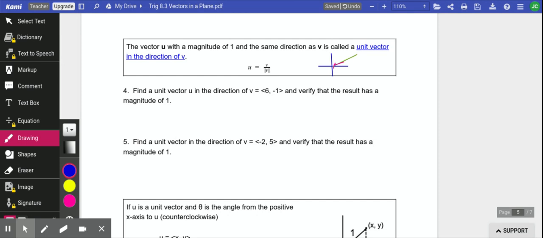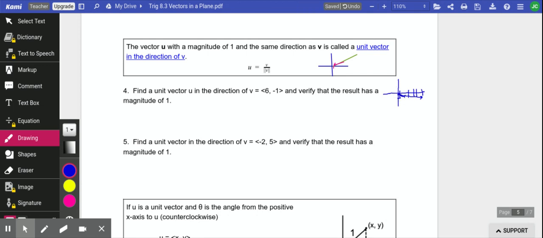So if we want to find a unit vector that goes in the same direction as 6, -1, but we only want it to have a magnitude of 1. So let me draw that very poorly. Okay, so right now we have this vector v, 1, 2, 3, 4, 5, 6, and down 1. Okay, so it looks like this. Now, I want a unit vector that goes in the same direction, but that's only 1 long. So I want to find this little guy there.